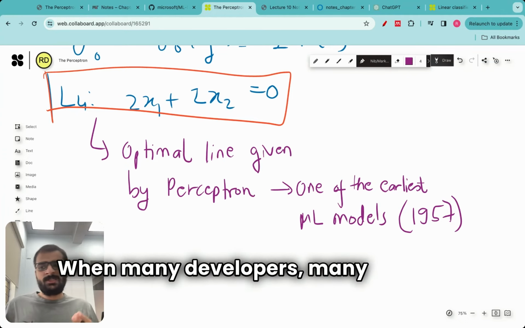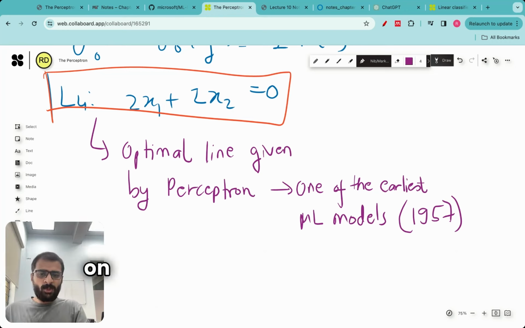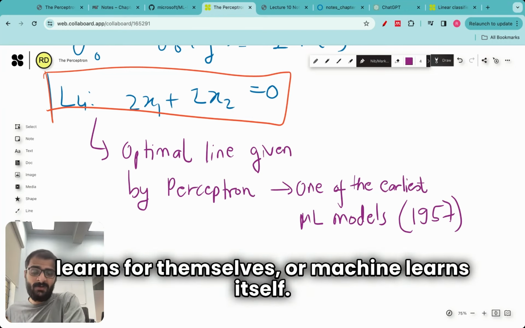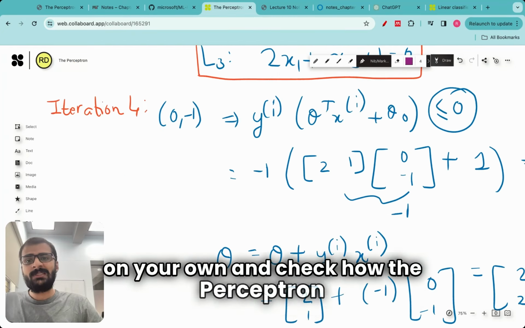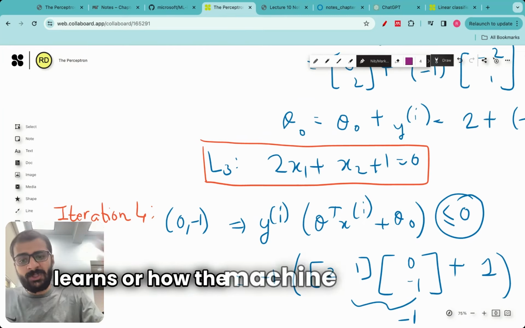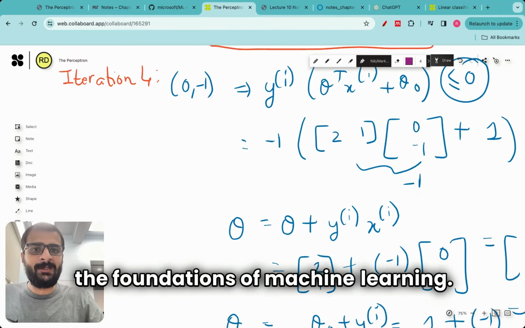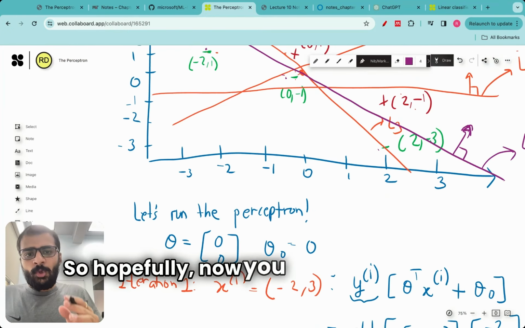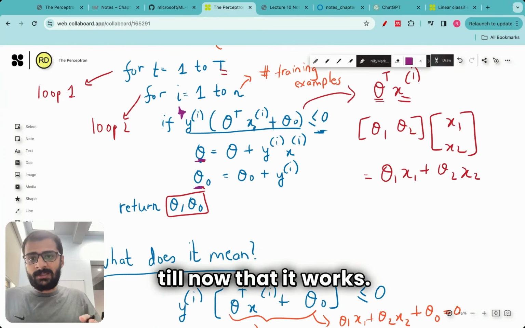Many developers and many students directly jump to the modern algorithms, but they don't write these equations on their own, and they don't see how the machine learns for themselves. I highly encourage you to write these equations on your own and check how the perceptron learns, or how the machine updates itself. Then you will truly understand the foundations of machine learning. This is what I mean by foundational understanding of ML.